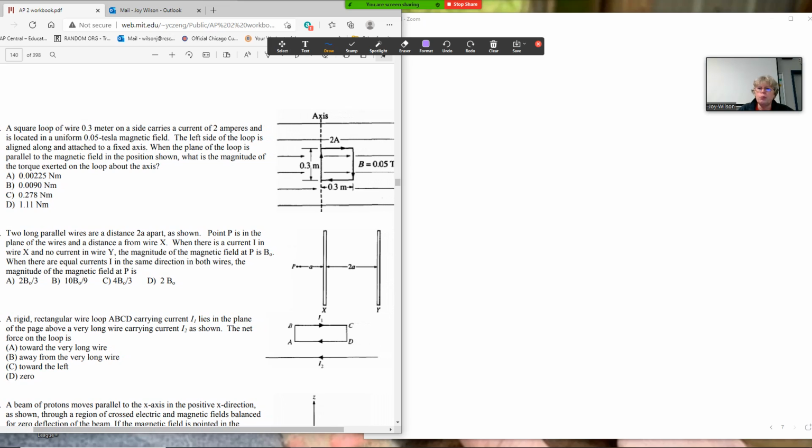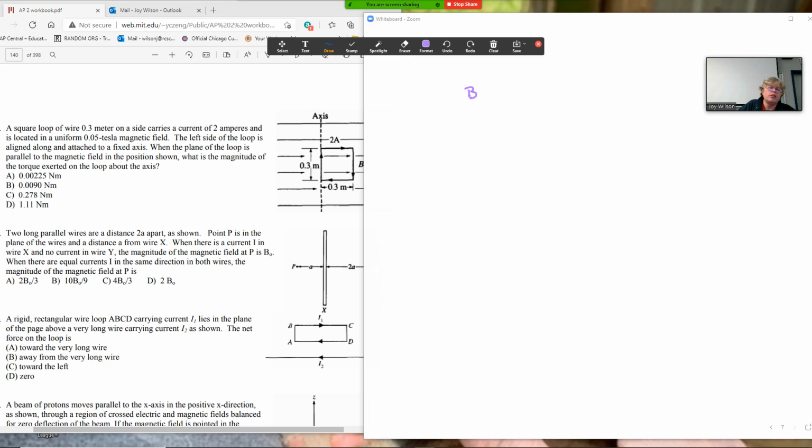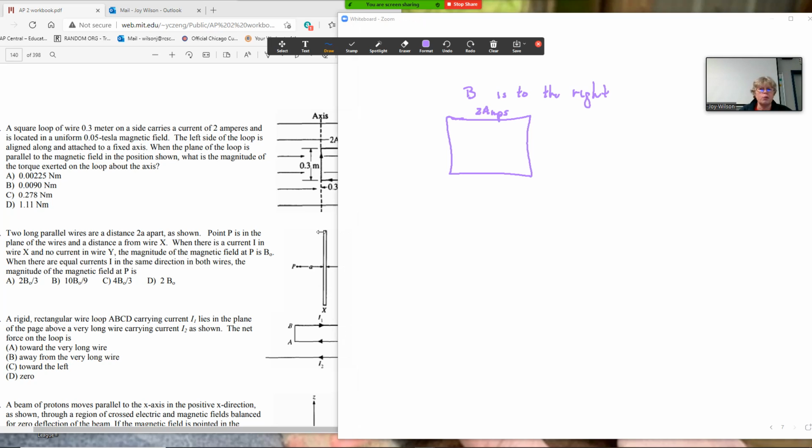The plane of the loop is positive, and we're going to have a square loop. So we've got a square loop inside a magnetic field. The magnetic field goes to the right, and they tell me there's a current going clockwise. So I've got a magnetic field to the right, and I have a current carrying wire. I have a wire in there that's got a current of 2 amps.